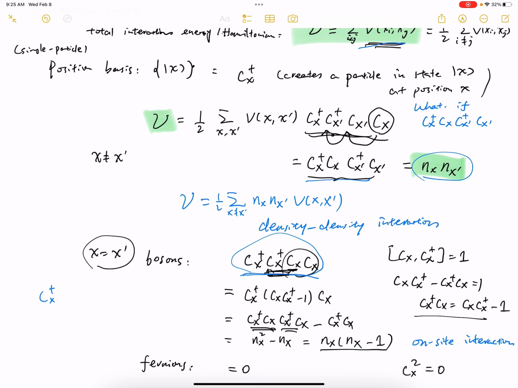But immediately you are going to run into issues, because if x is equal to x prime, this becomes nx squared. So what if I just have 1 particle there? This will still give me an interaction energy that is non-zero, right? It's just equal to 1. And that doesn't make sense because you only have 1 particle at that position. How could you even have an interaction energy? The particular reason why we're taking this order is that it ensures that we have no interaction energy when we only have 1 particle at that position.